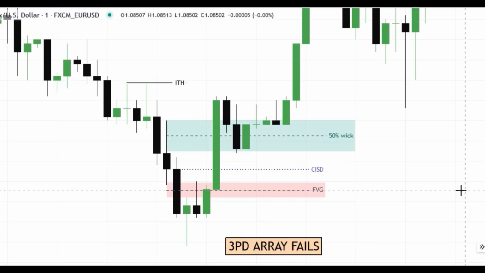Should you place it above this swing point here? Or behind this FVG? Michael, the creator of the ICT style, has an incredibly vital rule for this exact confusion called the 3PD array failure rule, or the 3PD array rule. Today, we're going to dissect exactly how this rule acts like a compass, showing us shifts in market delivery. So without further ado, let's jump straight into the charts.